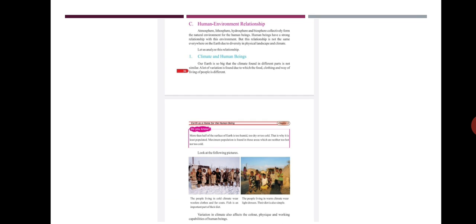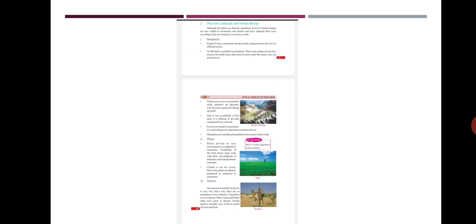And the people who are living in the warm climate wear light dresses, and their diet is also very simple. This variation in climate also affects the color, the physique, and working capabilities of human beings. Now, the physical landscape and human beings.